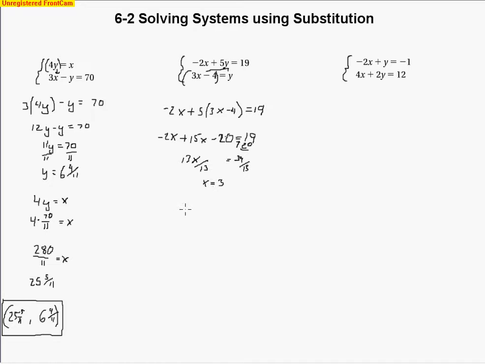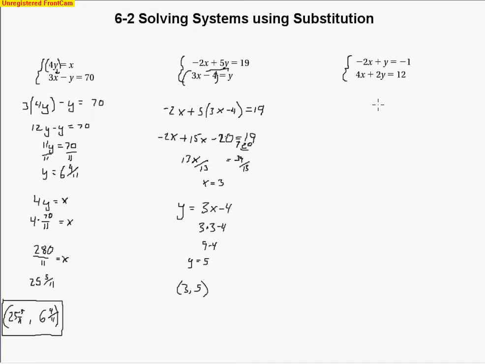So to find out what y is, well, I've got a choice. I could substitute into the first equation or the second equation. And I think it's easier to substitute it into that second equation because y is already solved for. So it's just 3 times 3 minus 4. So I multiply first. I get 9. And 9 minus 4 makes 5. So 5 and 3. So this is an ordered pair, 3, 5. That's where the two lines cross.